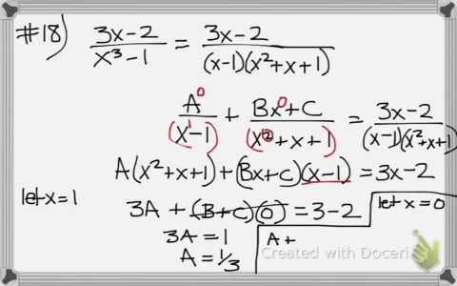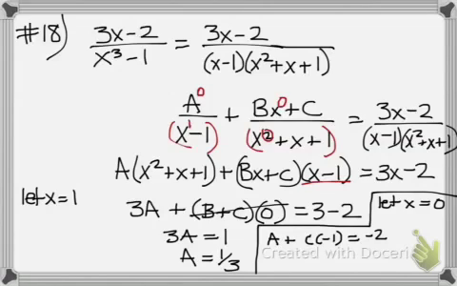And then b times 0 is 0, so b goes away. And then we have c, and x minus 1 is going to be 0 minus 1, which is -1. So we have c times -1 equals 3 times 0 is 0, minus 2 gives us negative 2. So we have a plus c times negative 1 equals negative 2.